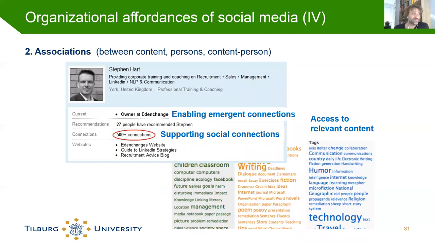Second one is associations. So basically it means associations between people, but also between content. And this is, of course, one obvious affordance of social media. So social media allows you to have a list of contacts and to create a kind of personal network. So think LinkedIn, think Instagram, think every social media application. But interesting is that we tend to think of associations between people, so your own network, but it of course can also be associations between other types of content.